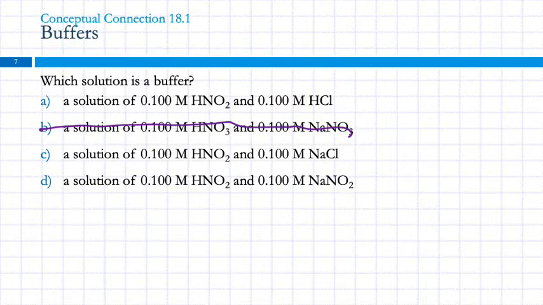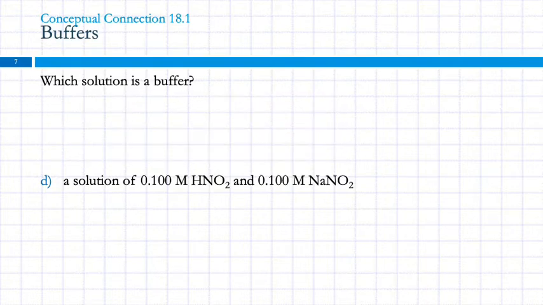What about A, C, and D? Those have a weak acid. What's the conjugate base of nitrous acid? NO2, nitrite ion. So does this have nitrite ion? No. Is this one? No. Is this one? Yeah. This is the conjugate base of this weak acid. So that's the answer. Any questions?